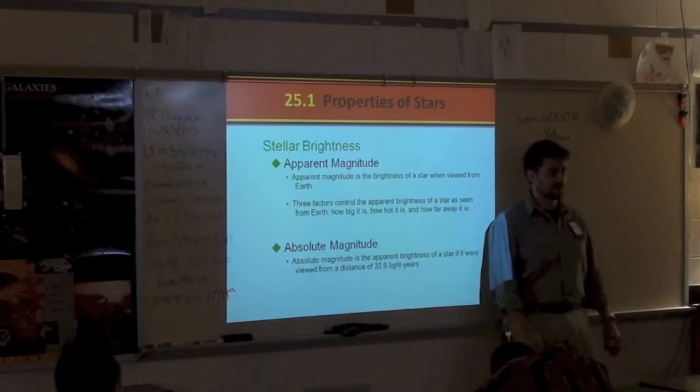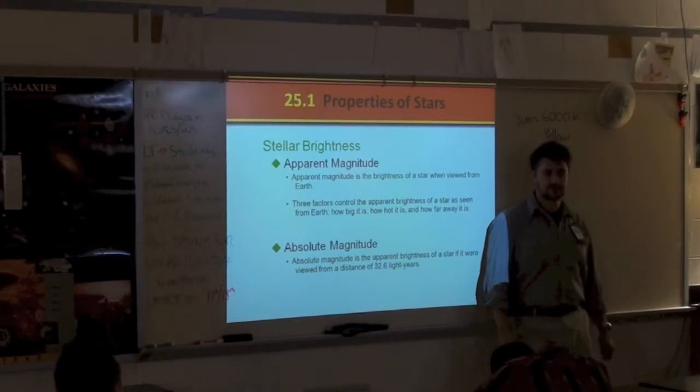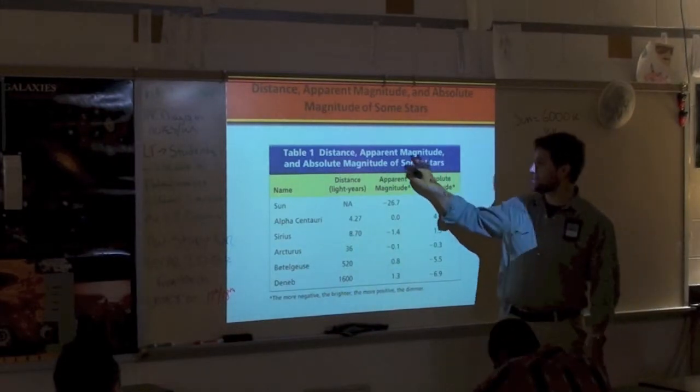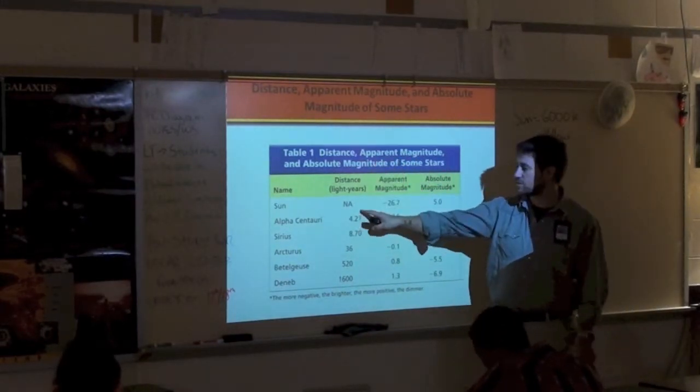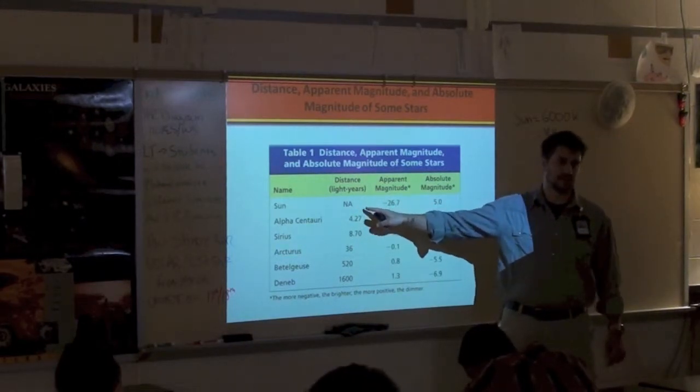Julius, what does absolute magnitude mean? The apparent brightness of the star. There we go, how bright a star is. If you want to look at the notes, you go online and look at the notes. Okay, this is our sun. We're 8 light minutes away from the sun.